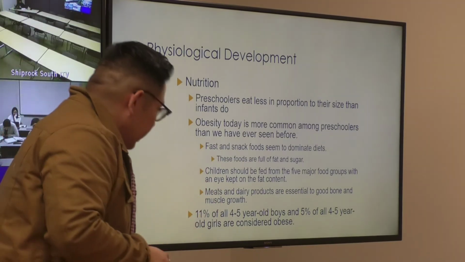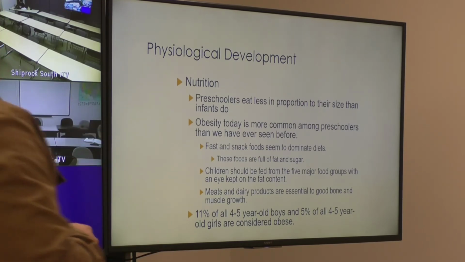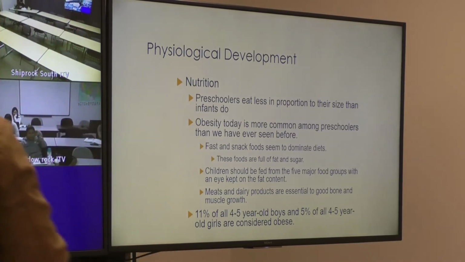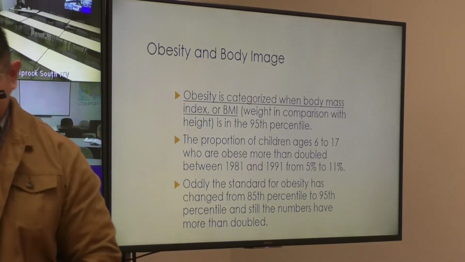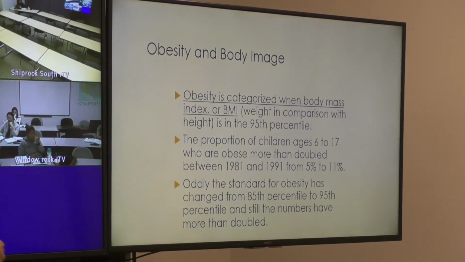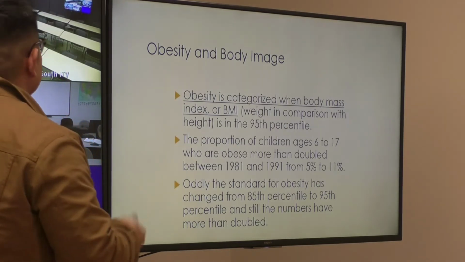So children should be fed from 5 major food groups with an eye kept on the amount of fat content. Meats and dairy products are essential to good bone and muscle growth. Within that, 11% of all 4 to 5-year-old boys and 5% of all 4 to 5-year-old girls are considered obese. Interesting. Within that, obesity is characterized when body mass index, or BMI, is in the 95th percentile.